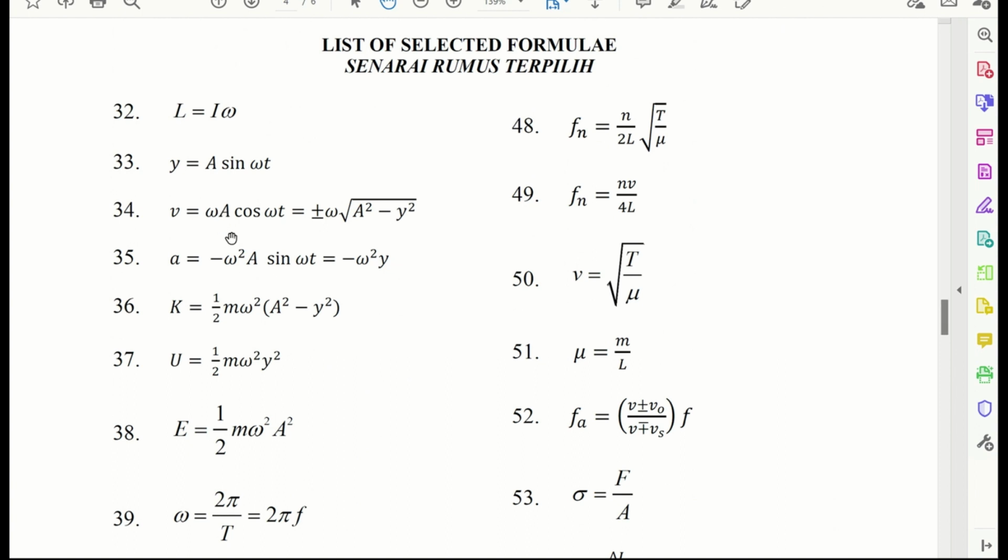Okay, so look at here. Kinetic energy is equal to half M omega squared. Ataupun kita kata K, K is actually equal to M omega squared. So you boleh gantikan equation kinetic energy ni dengan half K (A squared minus y squared). Okay, equation of the potential energy is half K y squared.